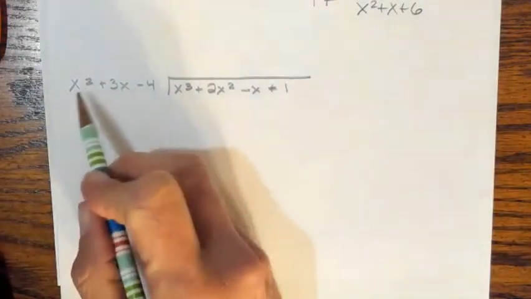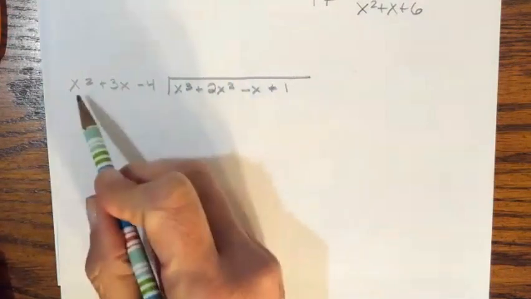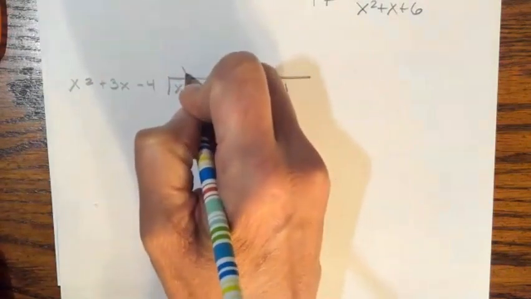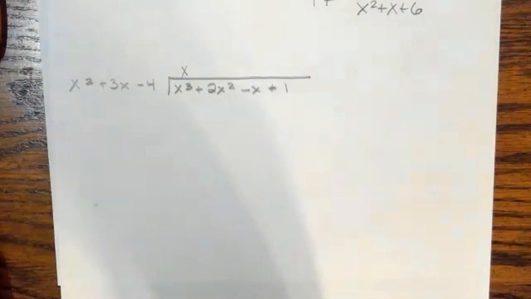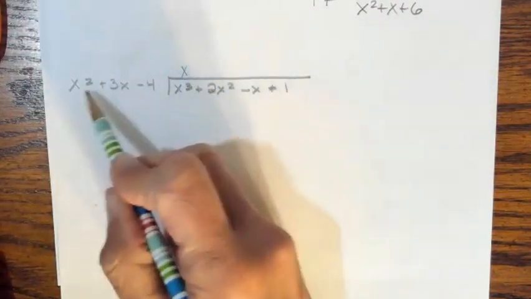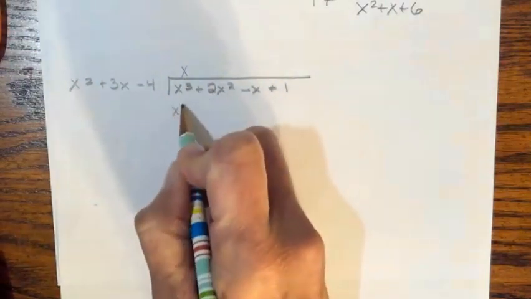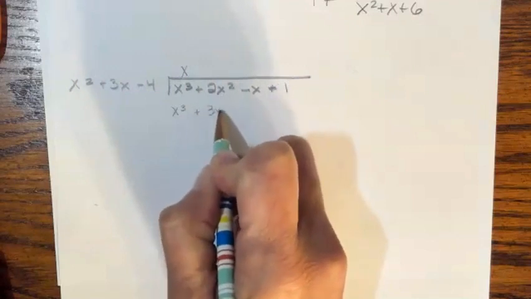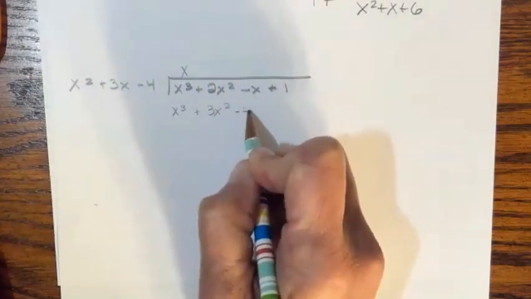So we do first term divided by first term. So x cubed divided by x squared is x. And then I'll multiply x times all of that. So x cubed plus 3x squared minus 4x.